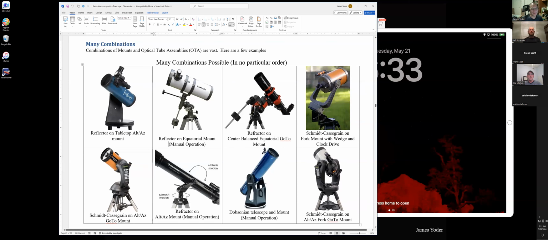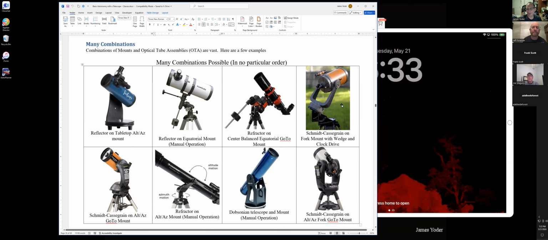Here's an equatorial mount with a reflector. Here's a refractor on a center balanced equatorial. Oh, that is slightly different. If you look at this one, it's slightly different. It's not just equatorial. This is something Ioptron came up with, which is pretty interesting. You see how it has kind of a Z design. It's still equatorial, but it's balanced a little differently. And it's a pretty nice design they came up with on that.